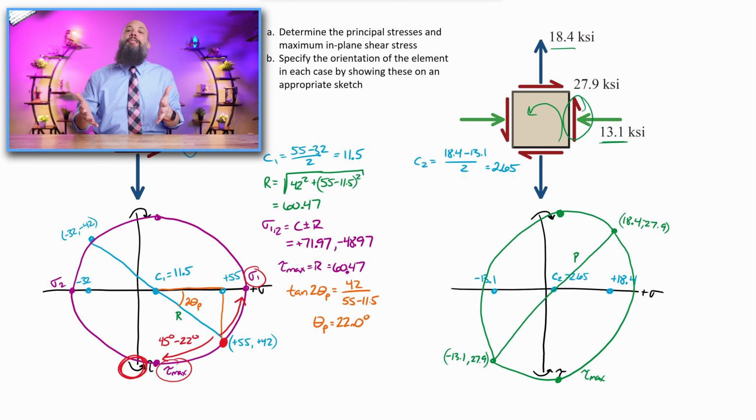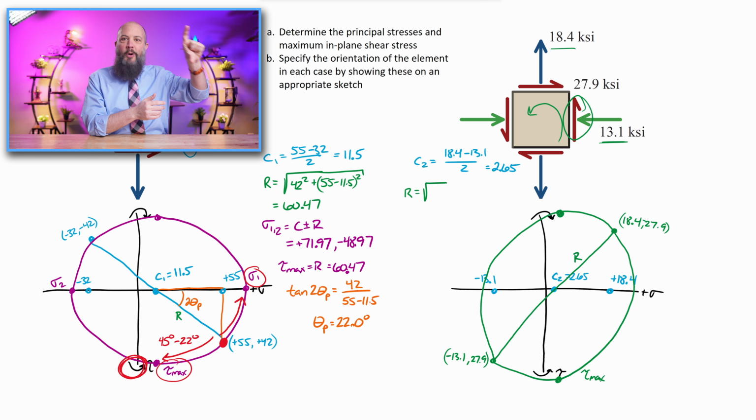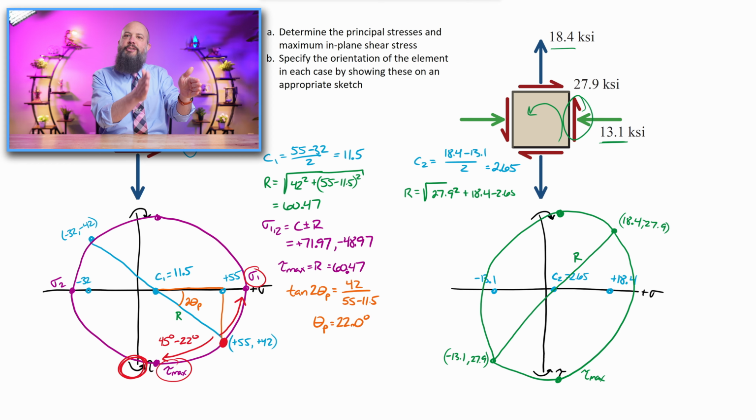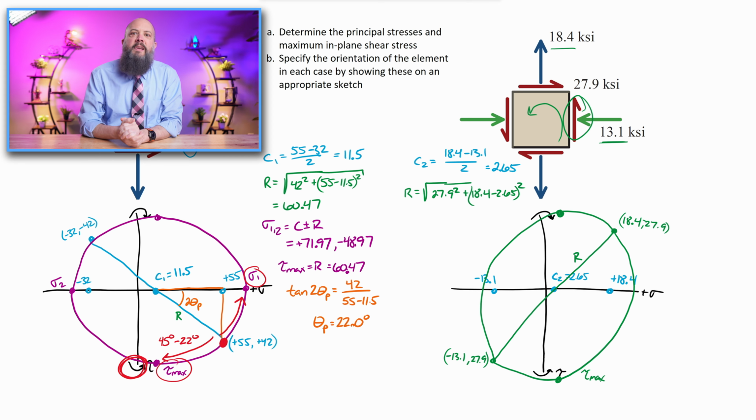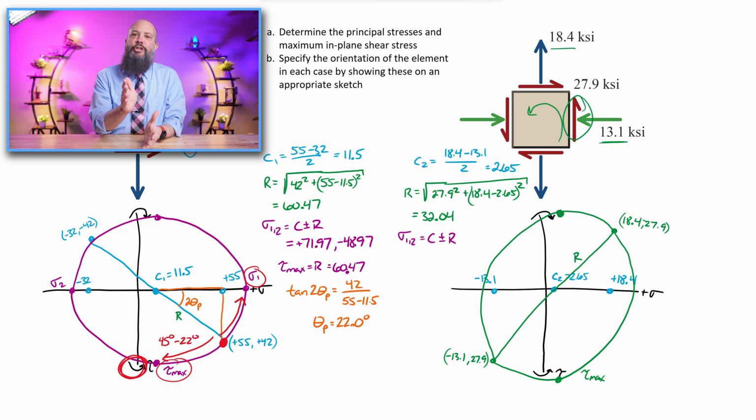So the radius of Mohr's Circle, right? I'm basically just drawing a triangle here and doing a Pythagorean theorem. The height of the triangle is the 27.9. The base of the triangle is my 18.4 minus the center, 2.65. So square those, do a square root. 32 is my radius. And that radius is also going to be the in-plane max shear stress, right?